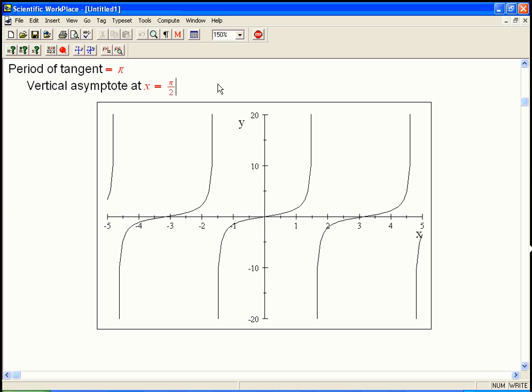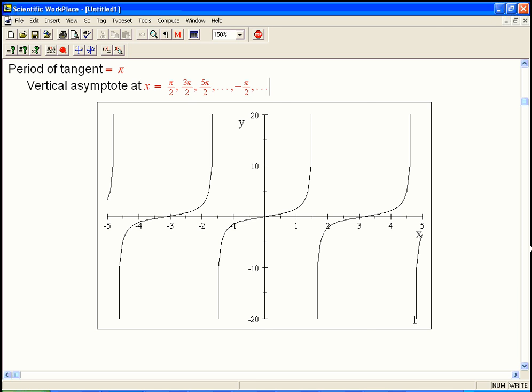So pi over 2, 3 pi over 2, 5 pi over 2, etc. And for negative ones too, it looks like minus pi over 2, etc. So here it is, minus 1.5-ish, or minus pi over 2. So that would be our guess from this graph.